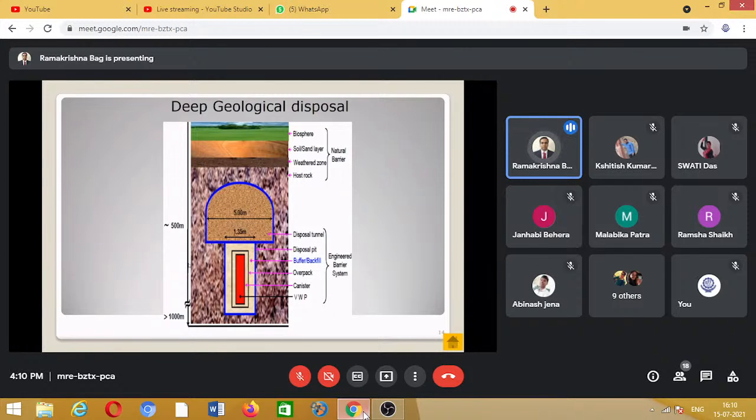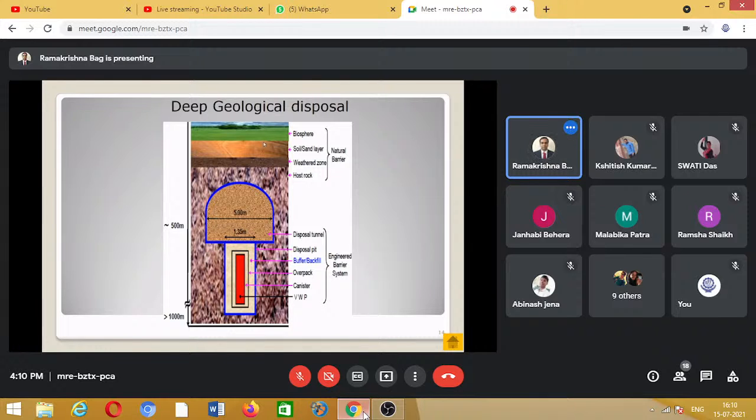This is another picture, which is mostly taken care of by India. Same thing: canister, called overpack, buffer, backfill, disposal pit, disposal tunnel. More or less all over the countries, the concept is the same. But the material, the rock, is not the same from place to place. The property of the rock will vary, and the property of the bentonite or the clay available locally also varies from place to place.